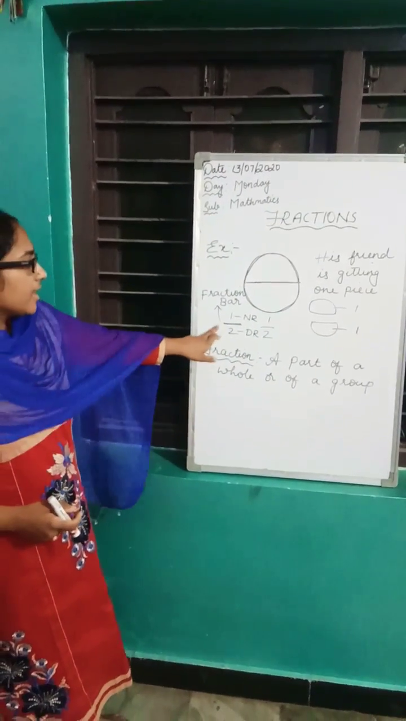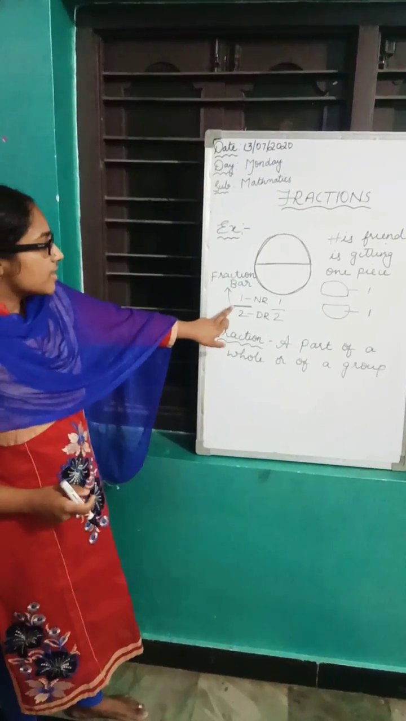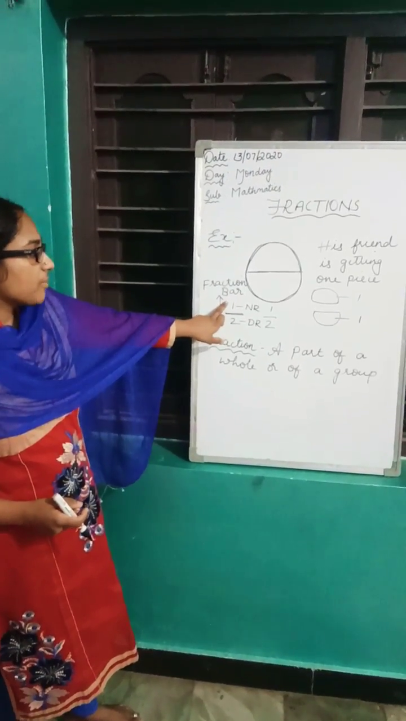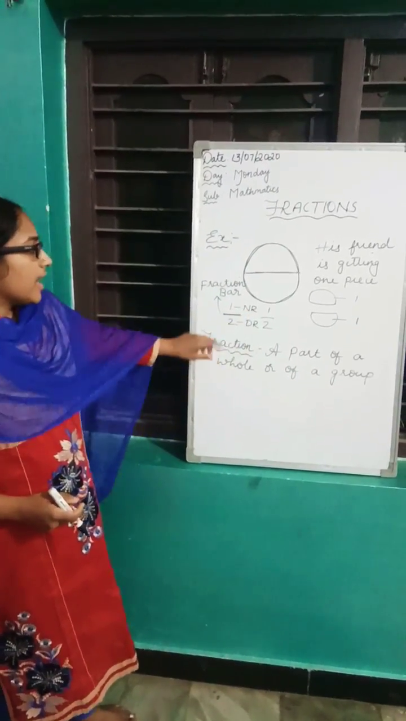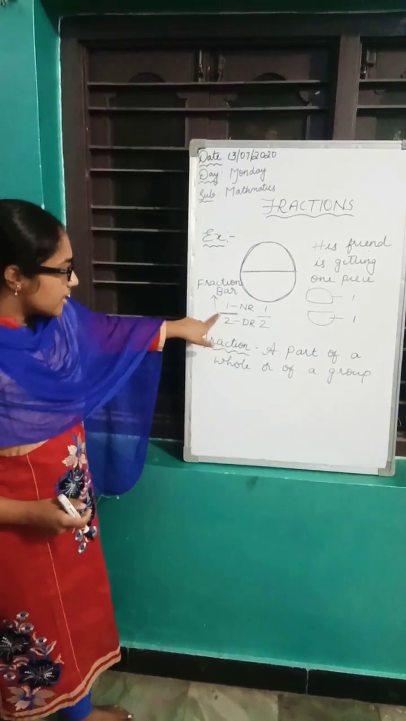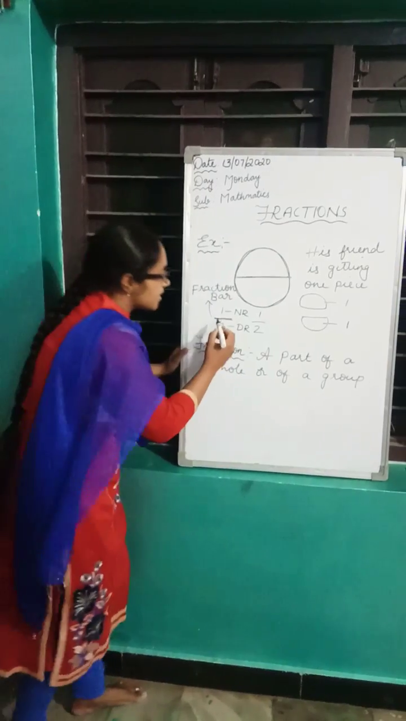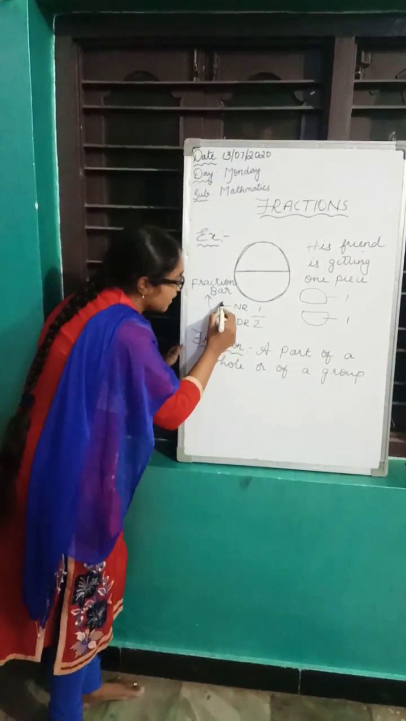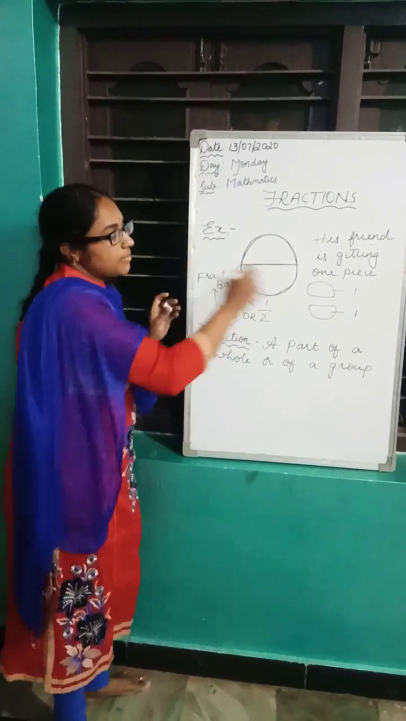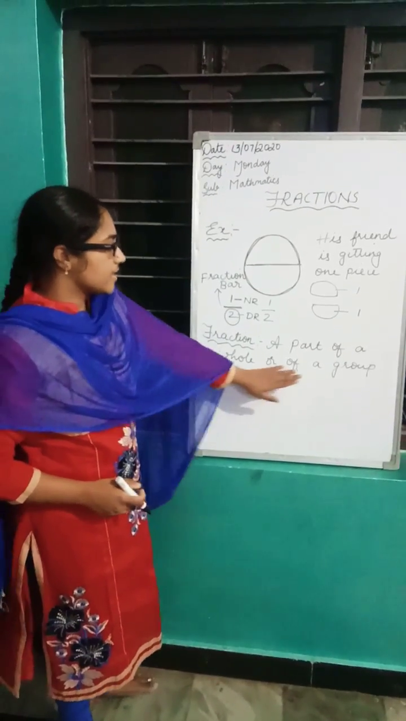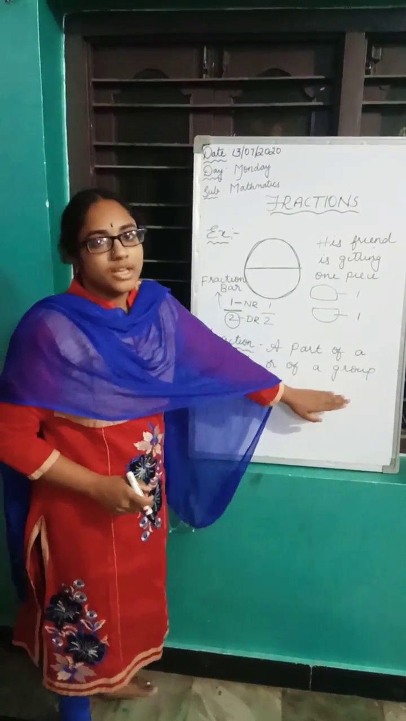Otherwise we can say the number which is above the fraction bar is called the numerator and the number which is below the fraction bar is called the denominator. So this is the whole and each one is getting one piece. So we can call a fraction a part of a whole or of a group.